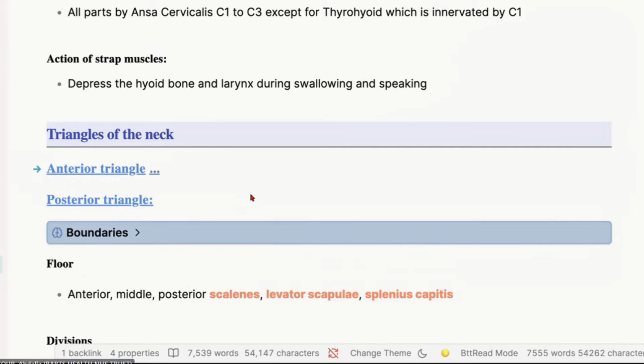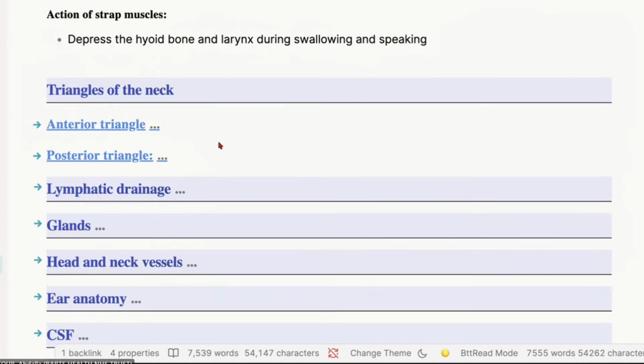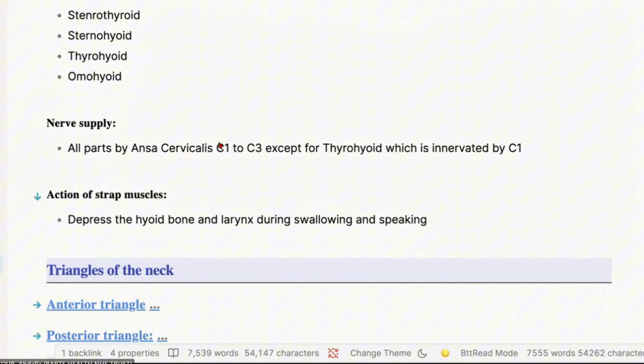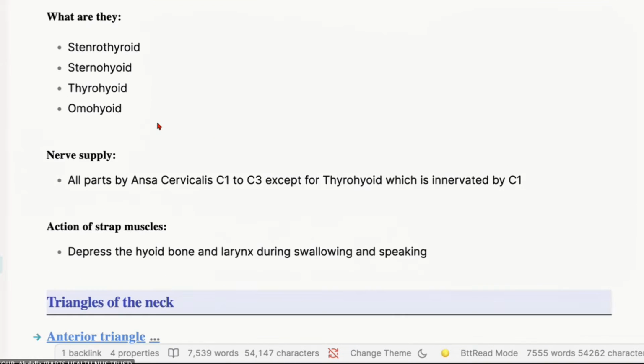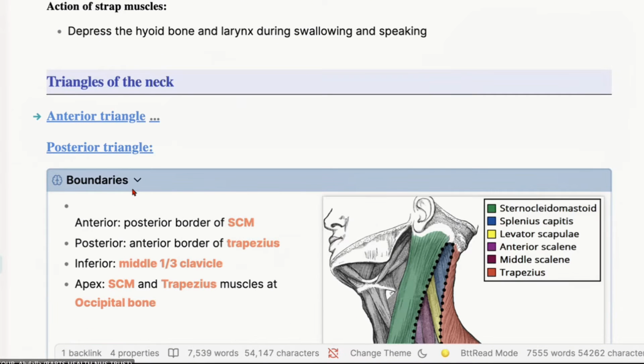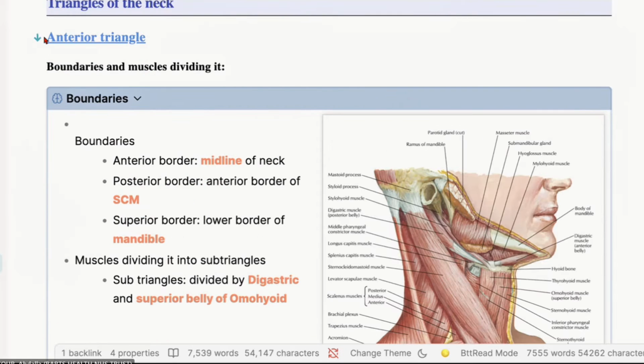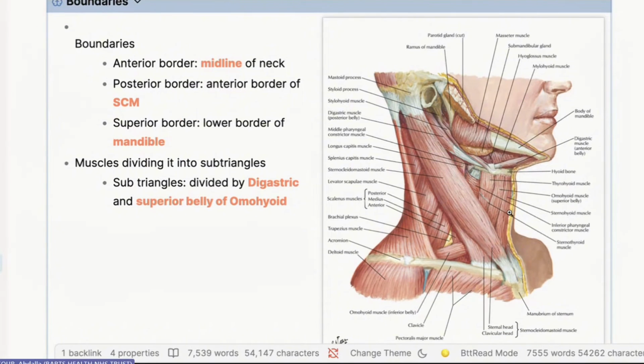Anterior triangle. Yes. Boundaries. So you've got the midline. Anterior midline of the neck, you have the anterior portion of sternocleidomastoid, and then you have the angle of the mandible, the lower border of the mandible. And then you've got, I think, 3 triangles within that anterior triangle. So you have the submental, submandibular, carotid, and muscular. So 4 subdivisions.